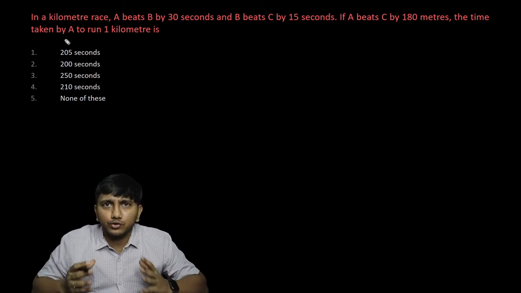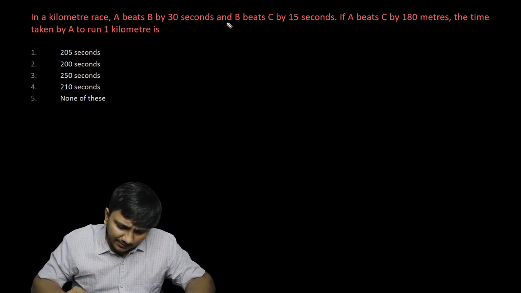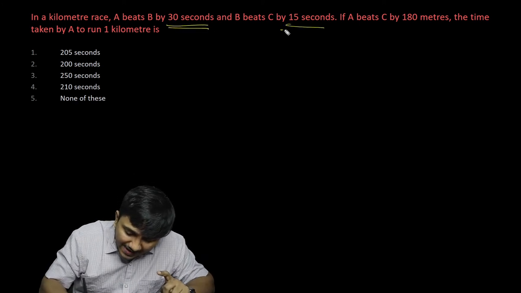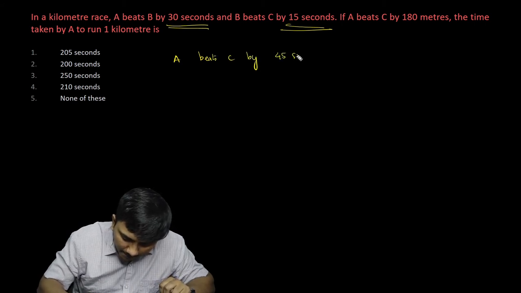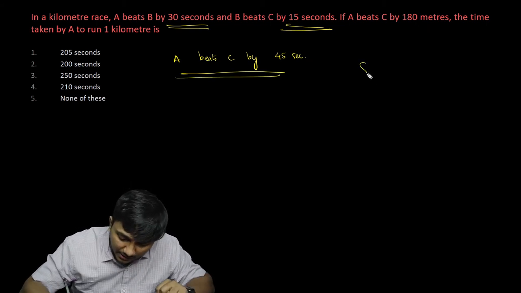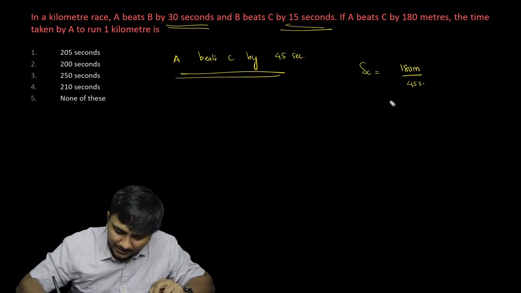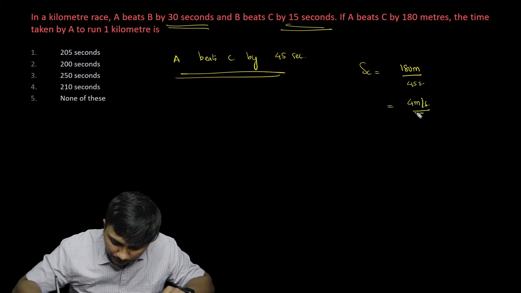Okay, first I'm going to solve like I'm solving in an exam, then I'll explain to you in detail if required. In a kilometer race, A beats B by 30 seconds and B beats C by 15 seconds. The beating is given in terms of time. So I could just add this and say A beats C by 30 plus 15, 45 seconds. And he also beats him by 180 meters, which means I can find the speed of C. C was 180 meters behind and he will take 45 more seconds to cover that. So the speed of C will be 180 by 45, that is 4 meters per second.